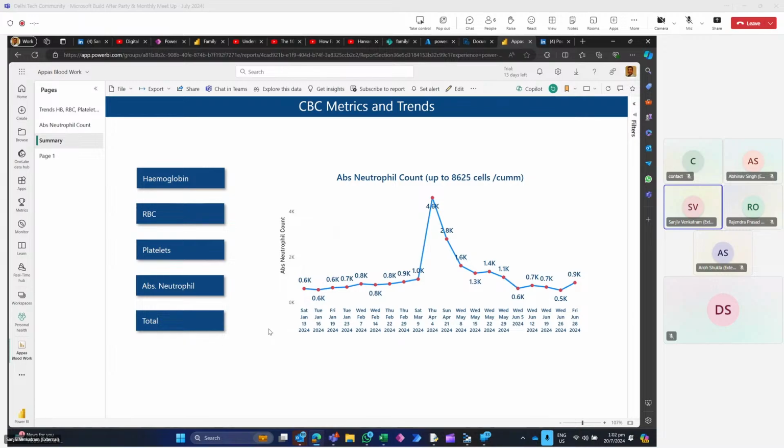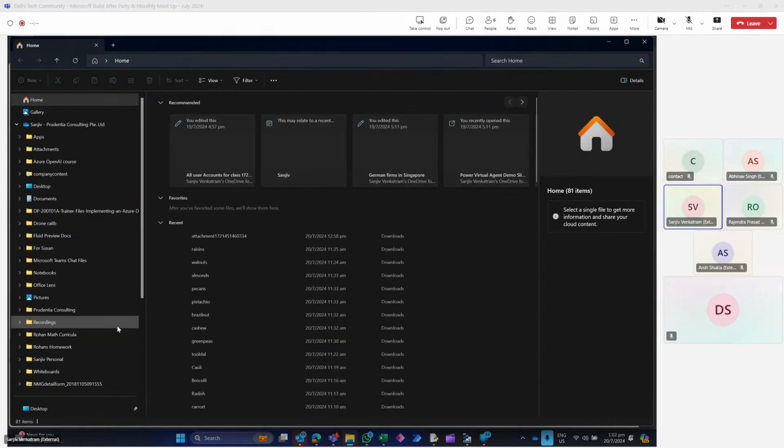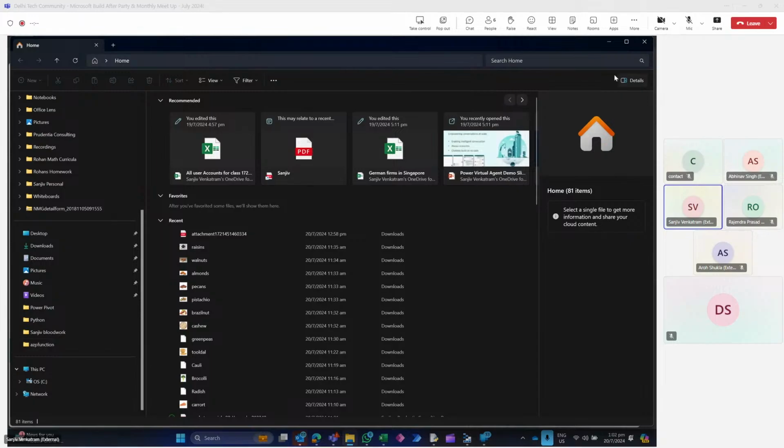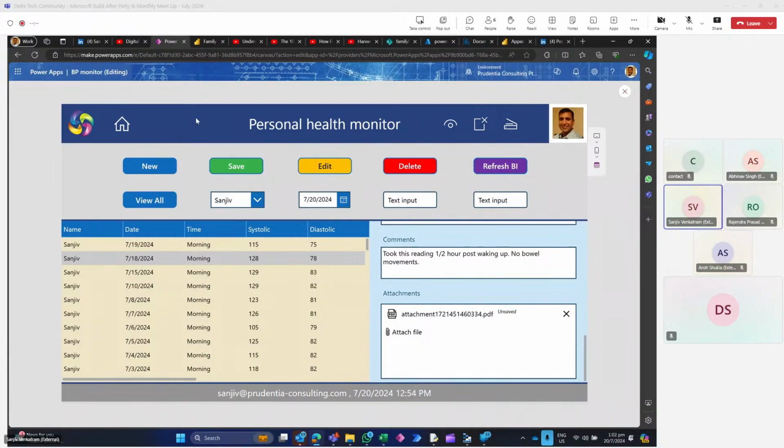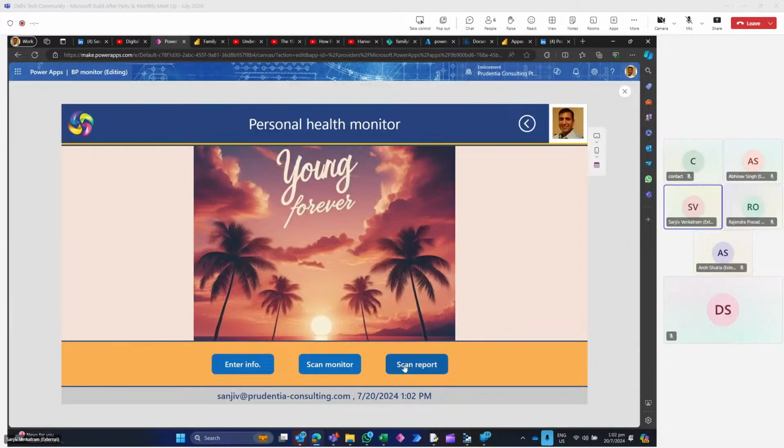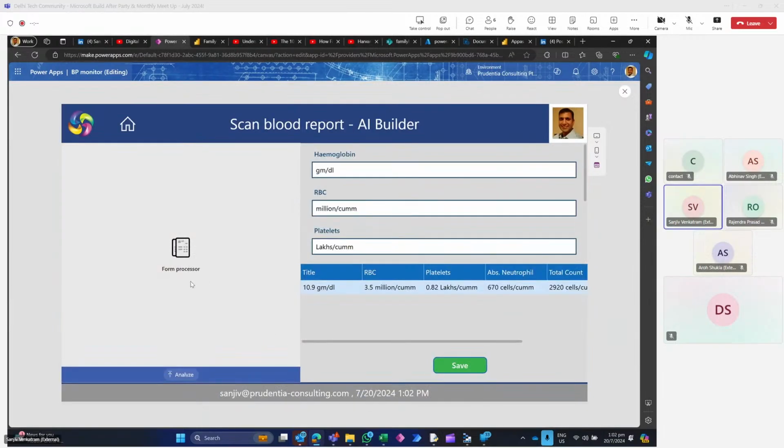In addition to this, there are certain things that I monitor, and let me maybe show you this because it's super important. And by the way, I also have inside my app, if I go back here, this report scanner, and this is basically in your AI builder, which many of you know. So I scan my report from one lab that I keep getting results from. That gives me my hemoglobin, RBC, platelets, and so on, and I just save it over here, right?